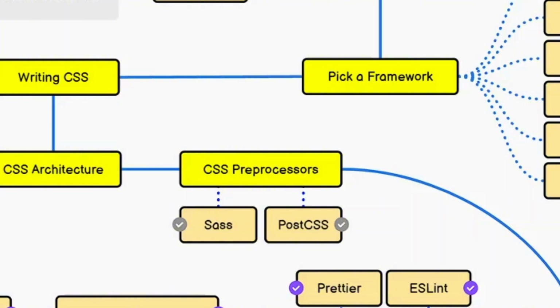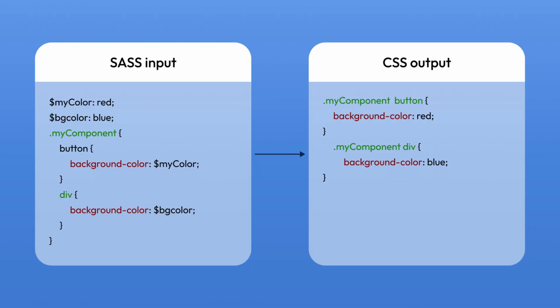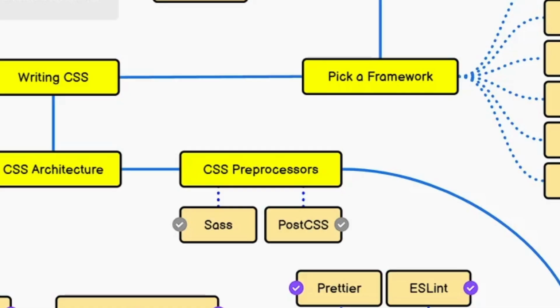Sass adds superpowers to your CSS, like variables, nesting, and mixins for cleaner, reusable code. PostCSS processes your CSS with plugins, like auto-prefixing or using future CSS features today.